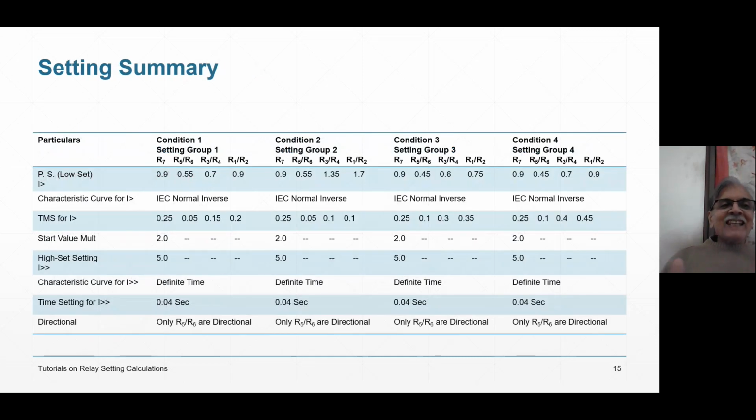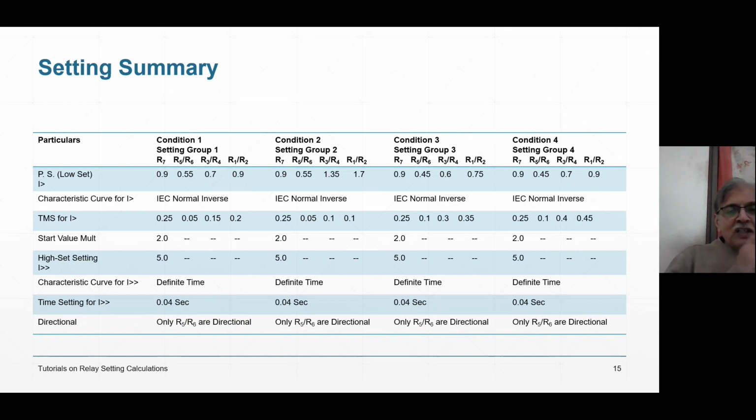I can summarize the settings now. You see, this was not there in earlier relays. Now there are 6 groups, but I'm using 4 out of 6. For my case, I do not have more possibilities, you see. So I'm using 4. So in condition 1, setting group 1, condition 2, setting group 2, condition 3, setting group 3, condition 4, setting group 4.